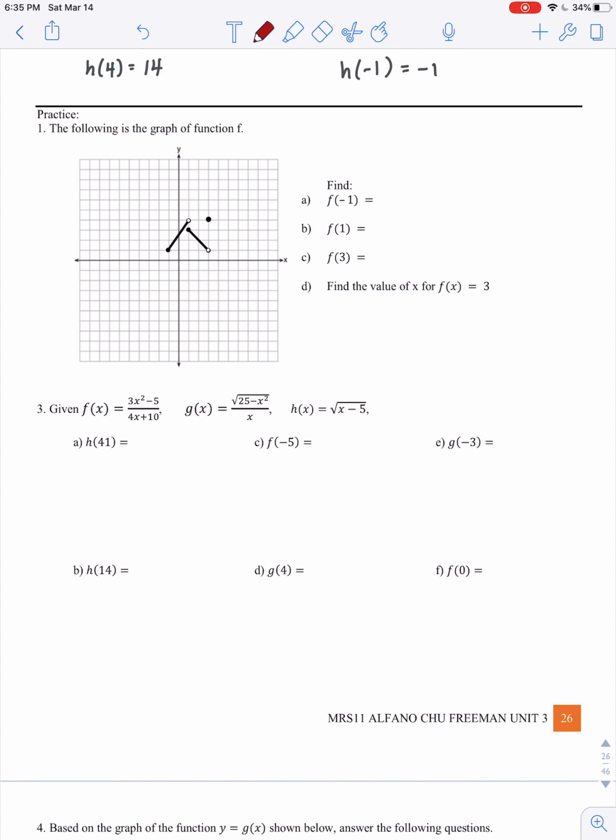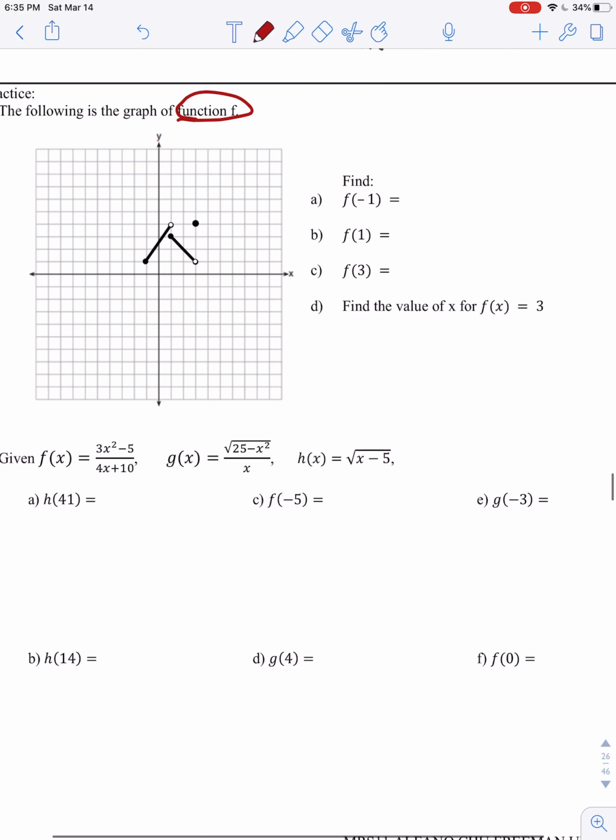Number 1, we're given a graph, and it says the graph is the graph of the function f, okay? So they want us to find f of -1, meaning when my input is -1, what is my output going to be? So I know inputs are my x values. I'm going to look on my x-axis and locate -1. That's right here. And I want to know on my graph, when I plug in -1, what do I get? I get this point right here. That's the point (-1, 1). So when I plug in -1, my output is going to be 1.